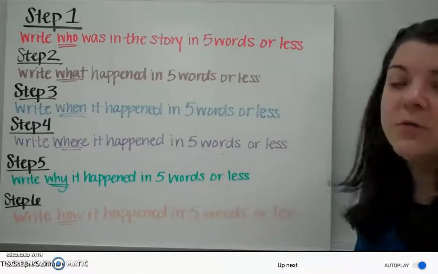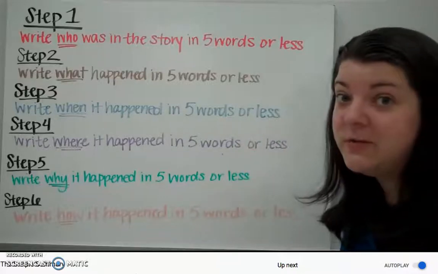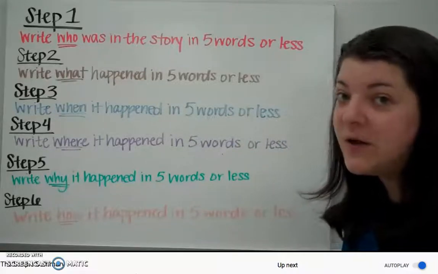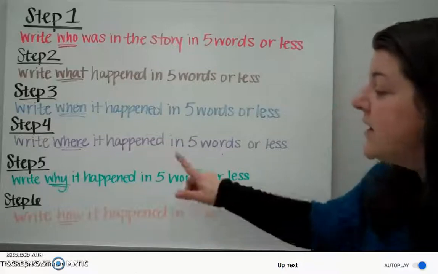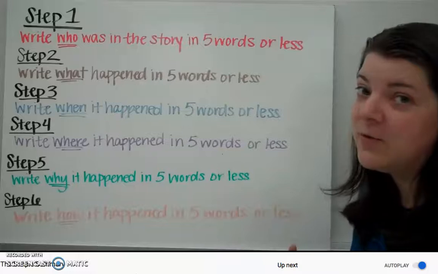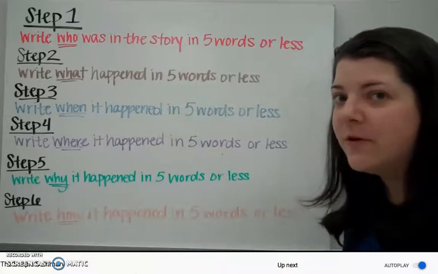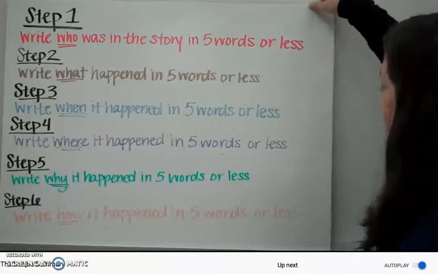And step 5, write why it happened in 5 words or less. That one's going to be a tricky one. It'll take you probably close to all 5 words. And step 6, write how it happened in 5 words or less. Again, that one's probably going to take you your 5 words.